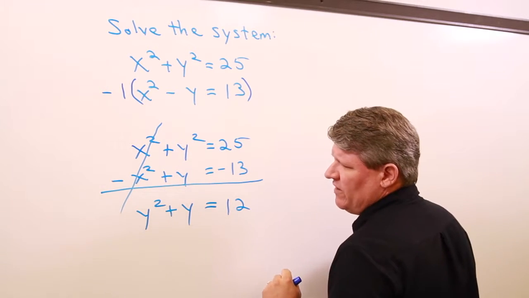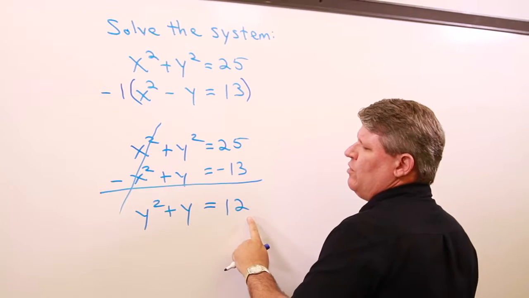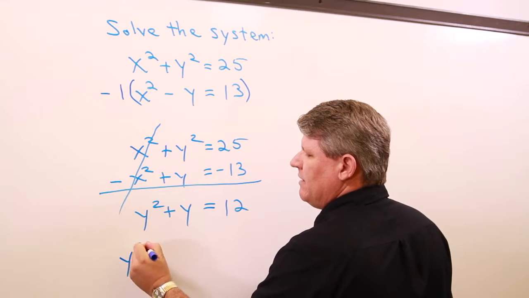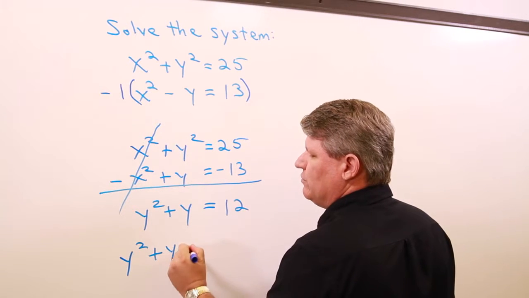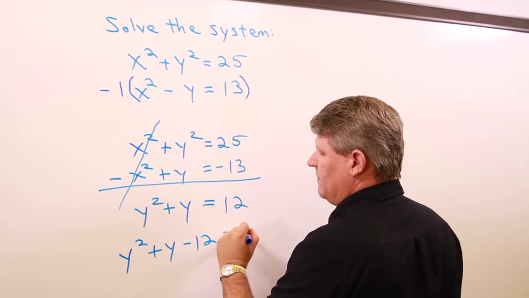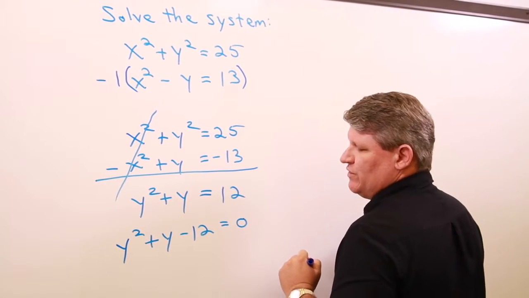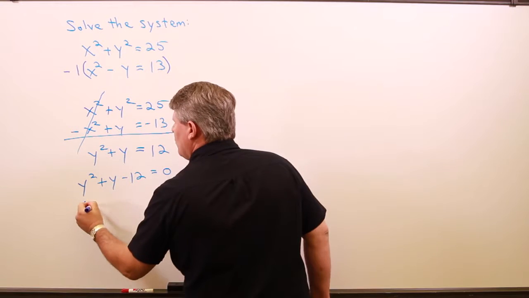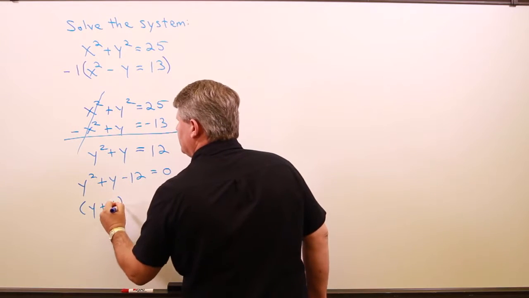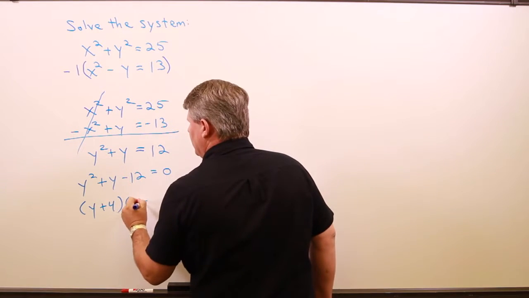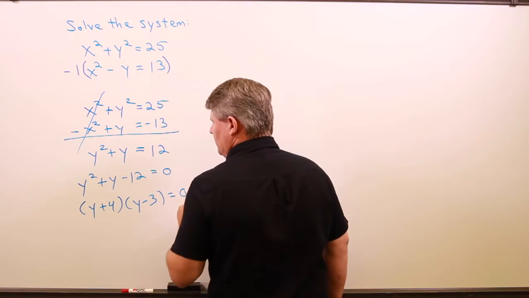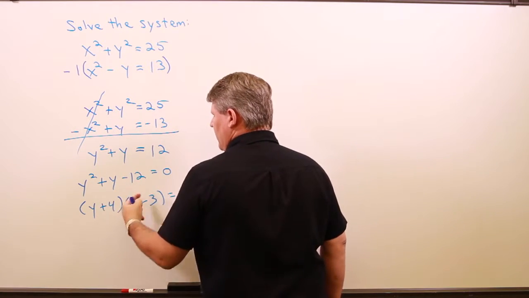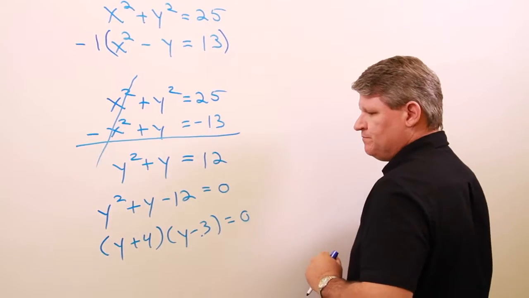Again, how do we solve a quadratic equation in one variable? Well, we want all the terms on the left side and 0 on the right. And if I can't factor it, I might use the quadratic formula. However, the good news for this problem is that I can factor this expression pretty easily. Y plus 4 times y minus 3 is equal to 0. Two numbers multiply to negative 12, add up to positive 1: positive 4 and negative 3.